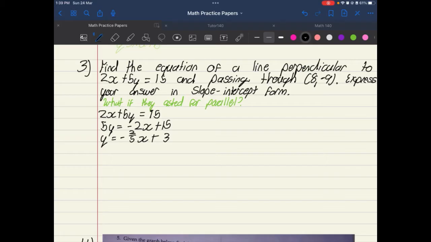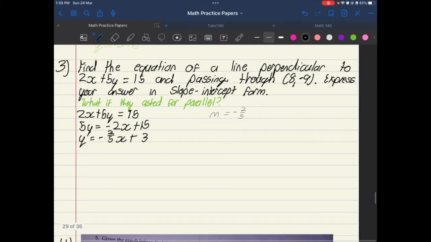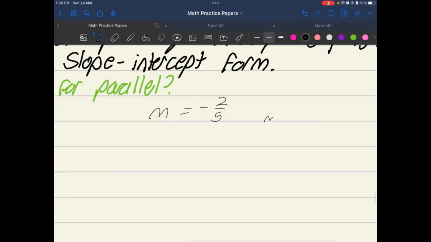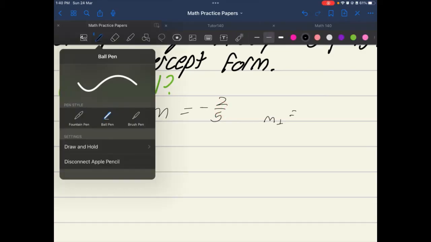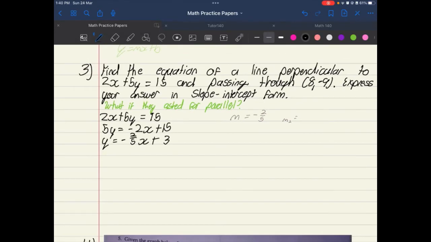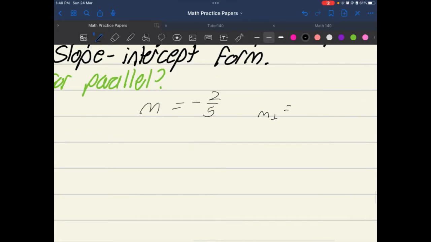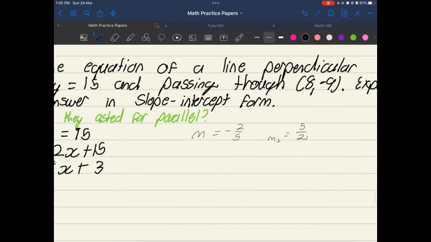Perpendicular, so let's take the slope. M is the slope. M is equal to negative 2 over 5. A line perpendicular to this would be M, I think this is the symbol for it. So you take the reciprocal and then change the sign. So 5 over 2, and then it would be positive. Okay, so this is negative here. Now it's positive. Right?